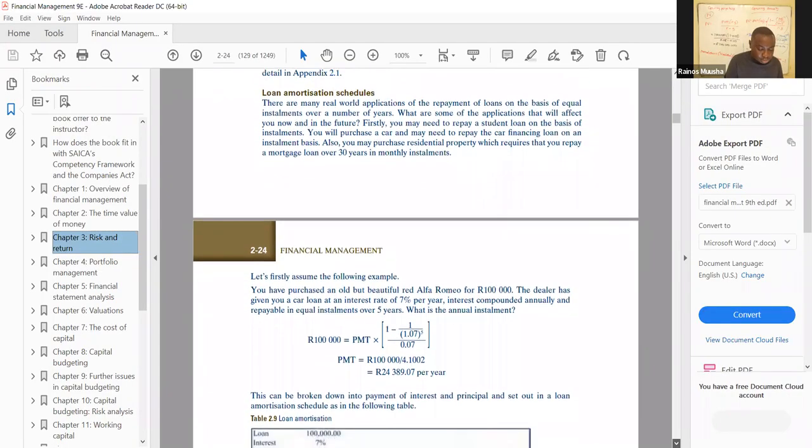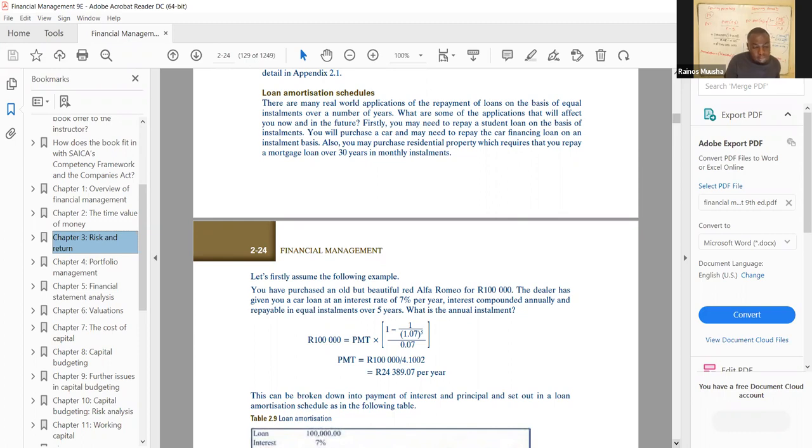The next section, which is important, is the one that looks at loan amortization schedules. Reason being, we're going to be looking at loan amortization quite a lot when we're looking at capital budgeting issues, and also later on when you're looking at financing issues. They're also going to be important because we're going to be looking at them later on when we look at leases as well. So please take note of loan amortization schedules because it's very, very important.